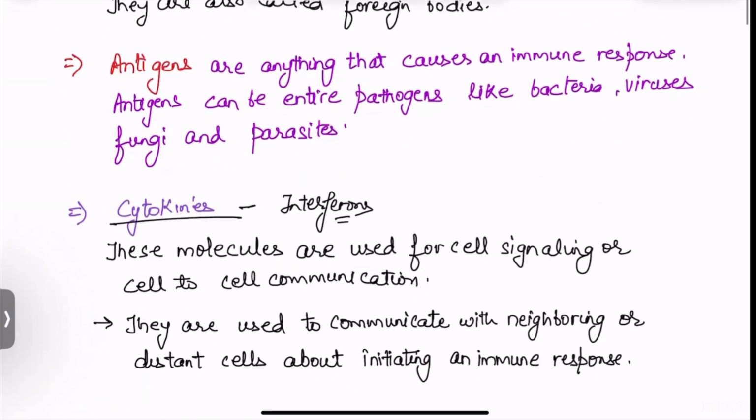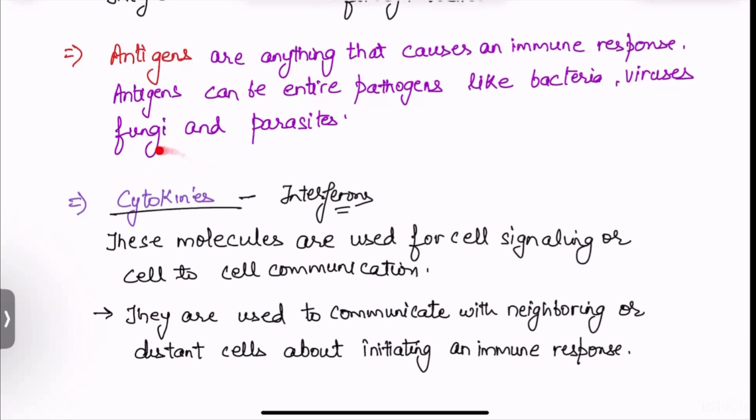There are a few more factors of the innate immune system, including cytokines. For example, interferons are one of the examples of cytokines. We have multiple other examples like interleukins, growth factors. These molecules are used for cell signaling or cell-cell communication. They are used to communicate with neighboring or distant cells about initiating an immune response.